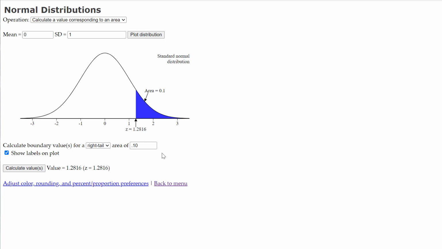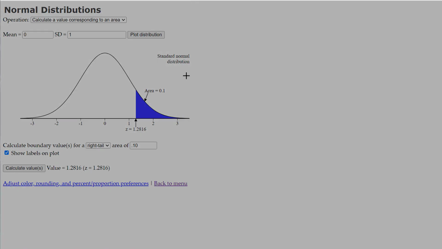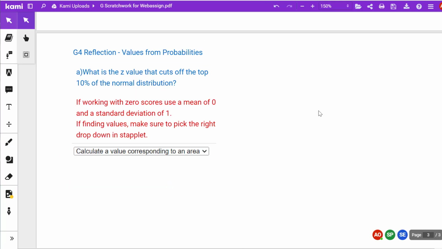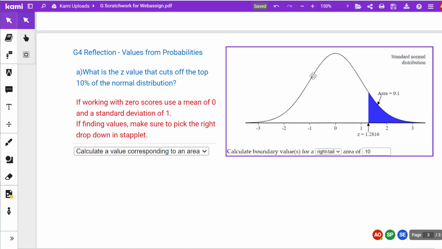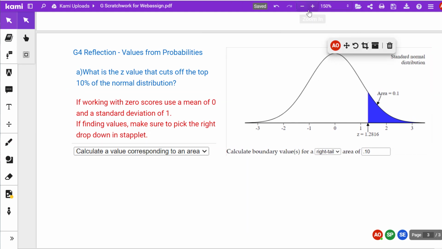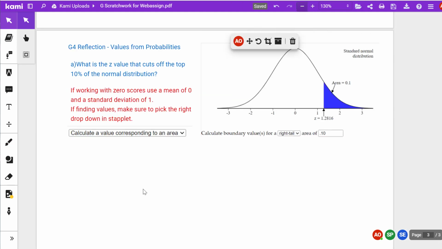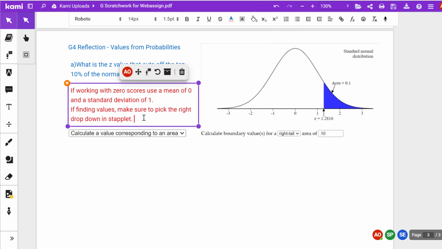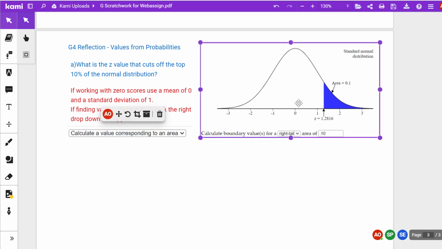Let me show labels on plot. And that is pretty much your answer right there, 1.2816. So with the Statlet, this is easy peasy. And it shows it up there, so I don't need to get it down there. Copy. And then we'll put the answer over here for those of you who like to look at something. Boom. All right. Let me zoom this out just a touch. Perfect.